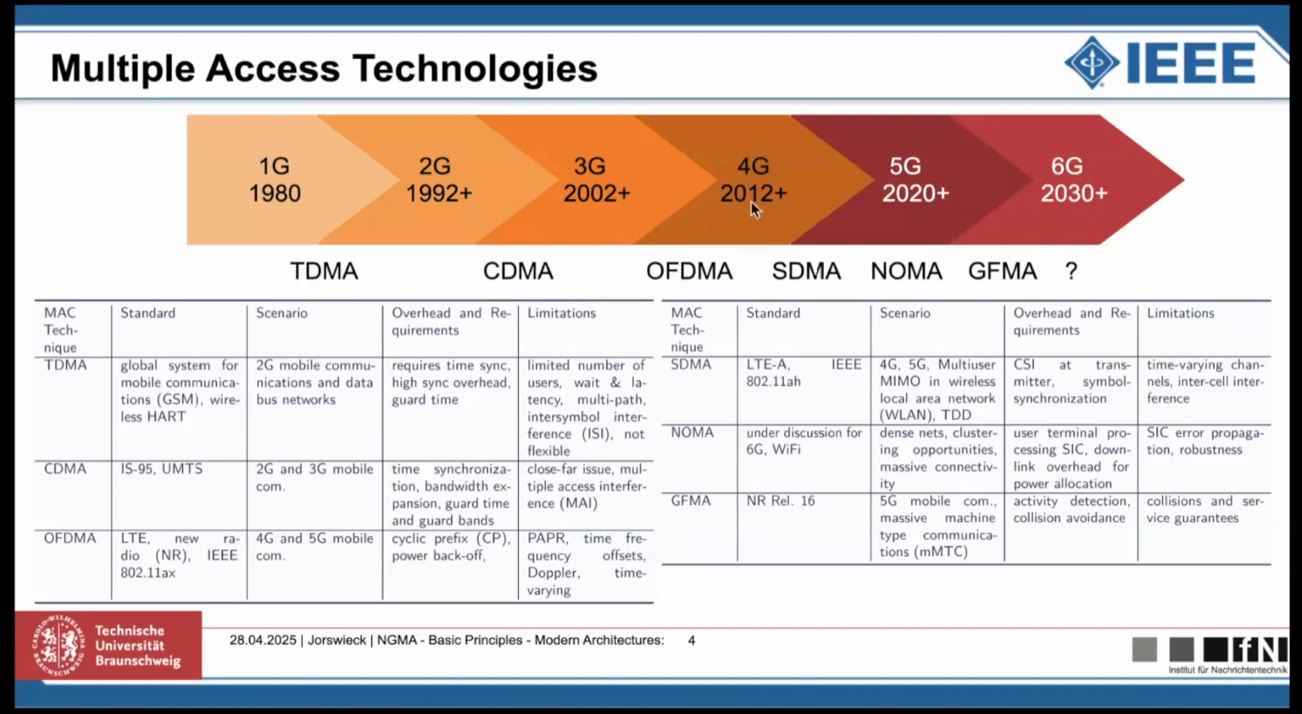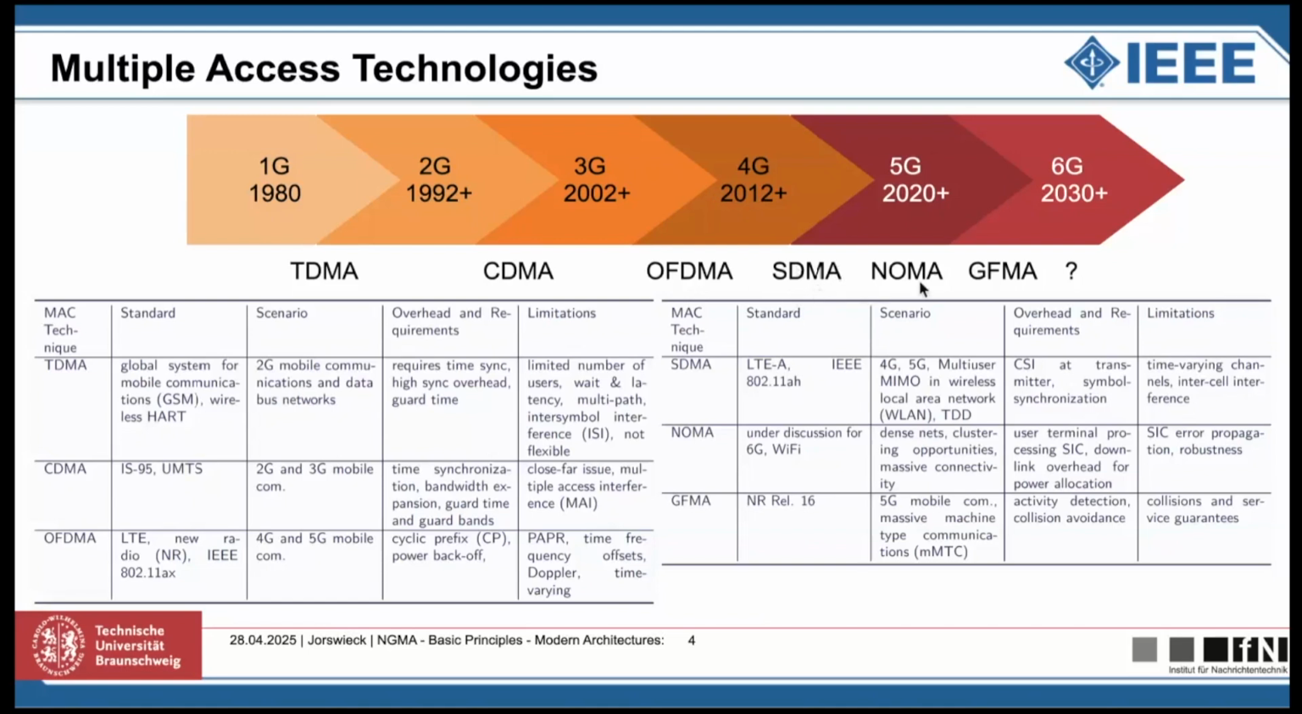Then with the fourth generation, we moved on to orthogonal frequency division multiple access in combination with a technique called spatial division multiple access. So here we are using different carriers to separate users in combination with exploiting the spatial dimension to separate users. And that is possible by applying multiple input, multiple output techniques.